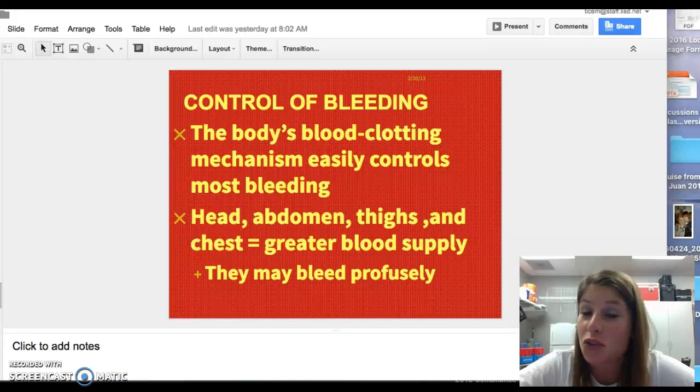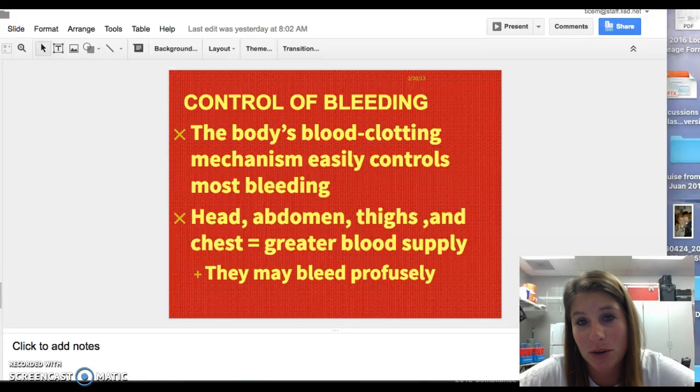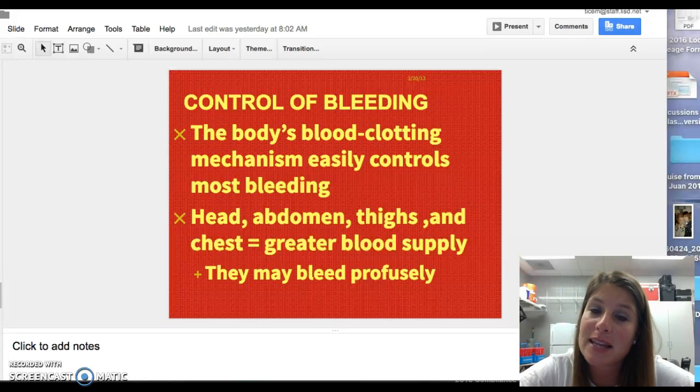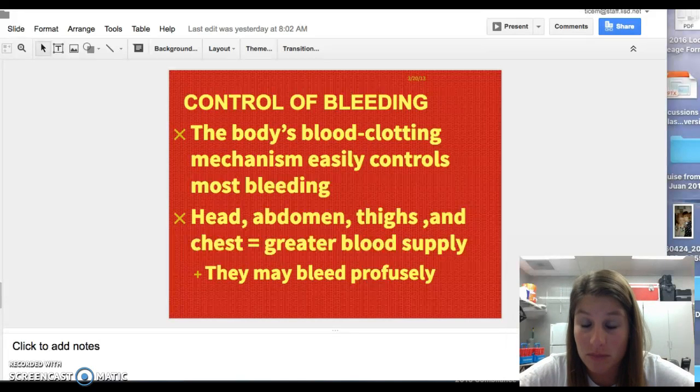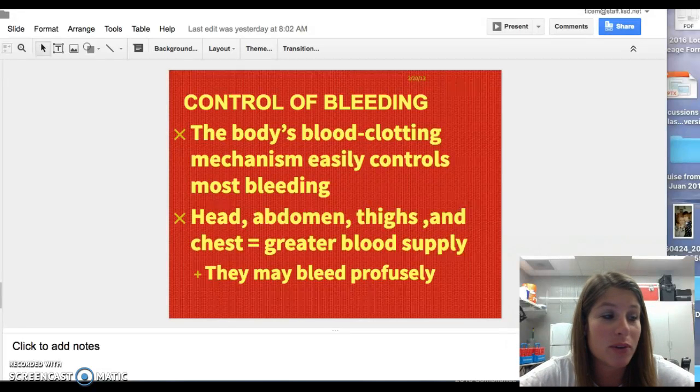How are we going to control bleeding? This is very important because it's the same steps no matter if you're dealing with a significant blood loss and a very big wound, or if we're dealing with a minor one out on the football field. So we need to make sure we got our steps right.